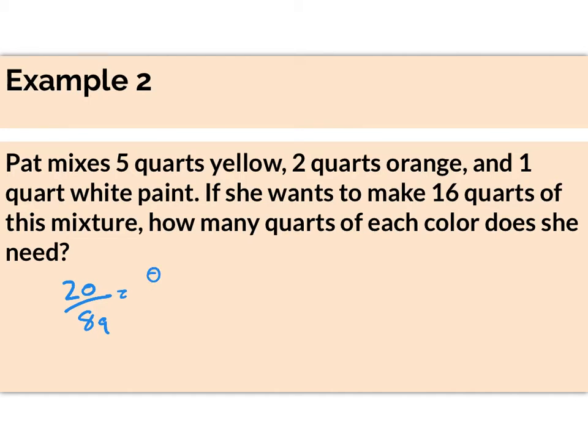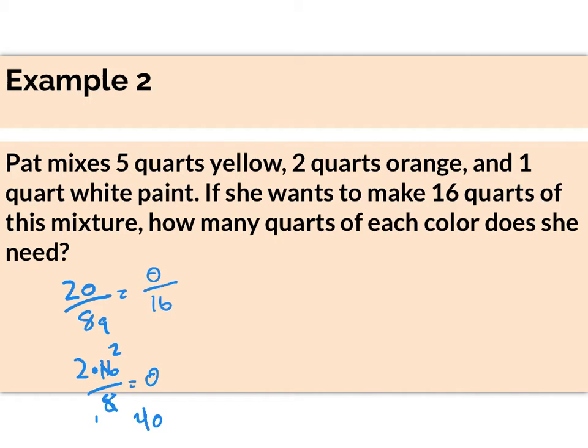Now, orange by itself over 16 quarts, and it's going to be the same thing. 2 times 16 over 8 equals orange paint to make the 16 quart mixture. And we reduce, not cross multiply. So now 4 quarts of orange, we get 4 quarts of orange.